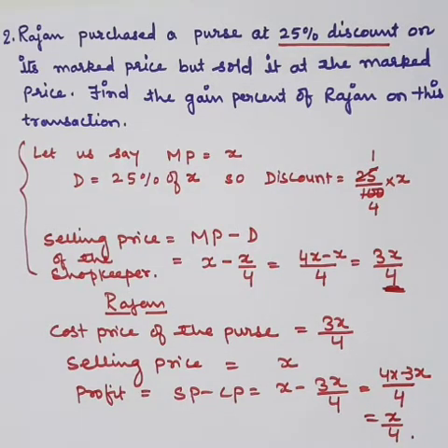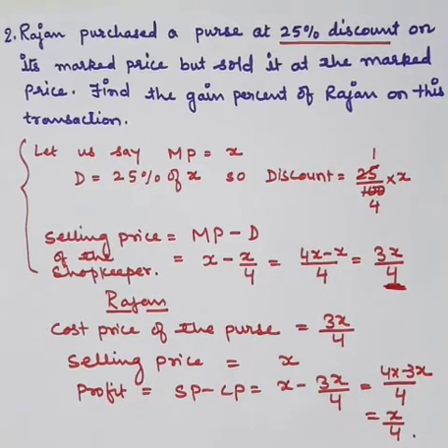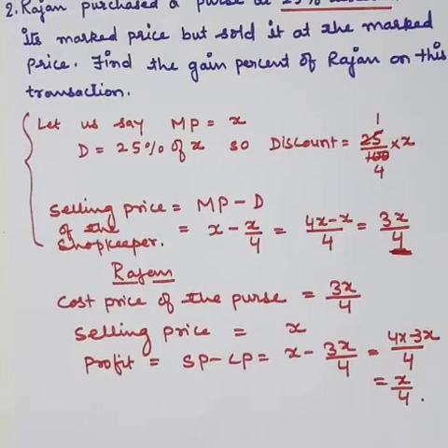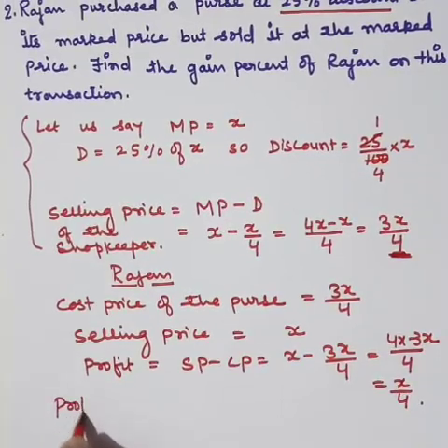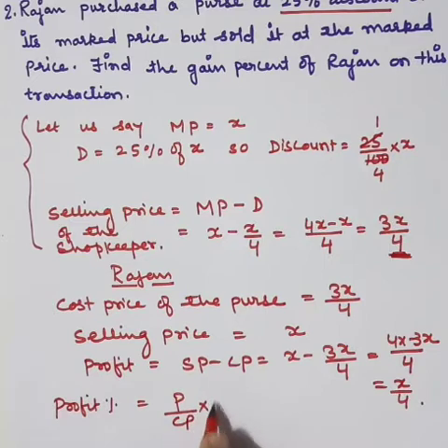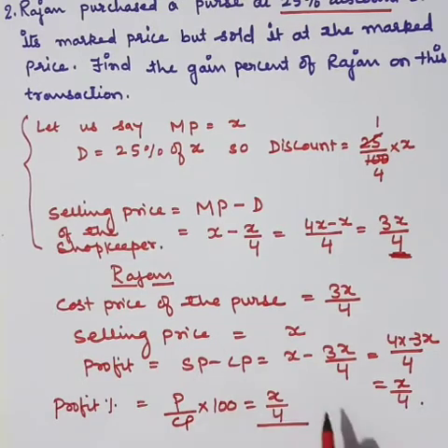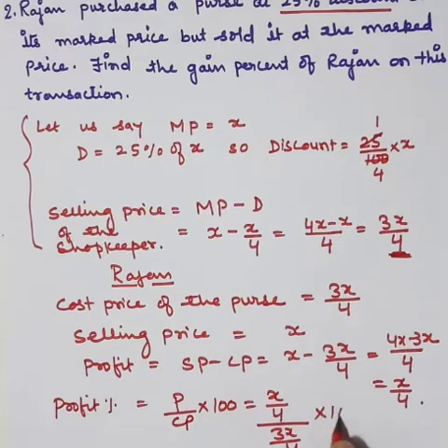Now how do you calculate profit percent? Profit percent is always calculated on CP. So profit percent will be equal to profit by CP into 100. So this means profit is how much? X by 4. CP is how much? CP is 3x by 4 into 100.